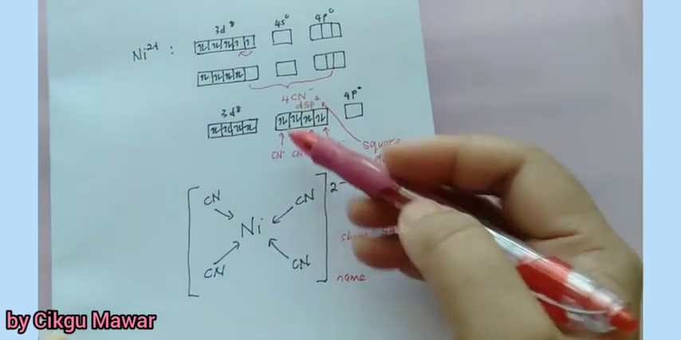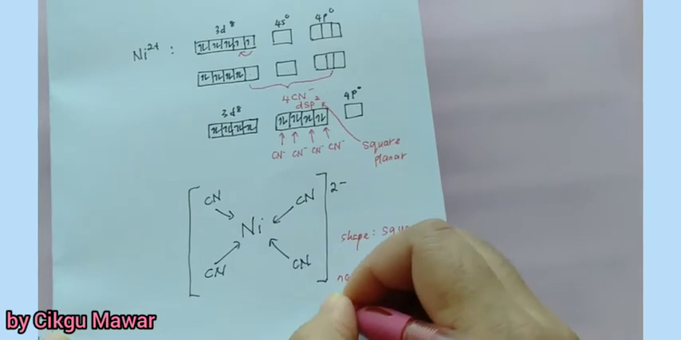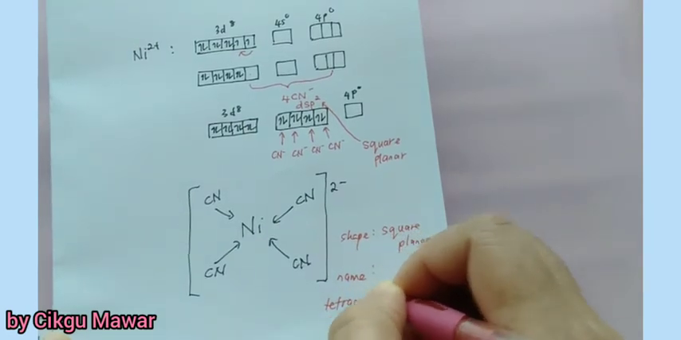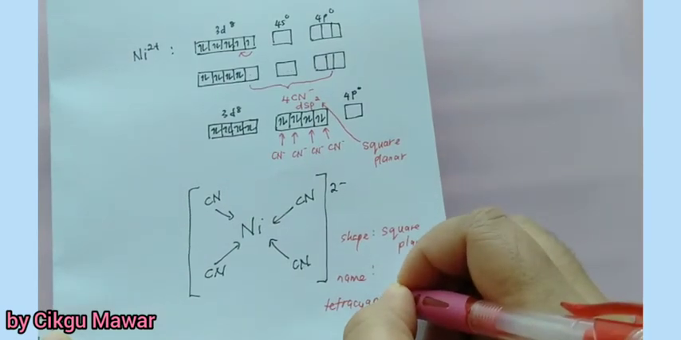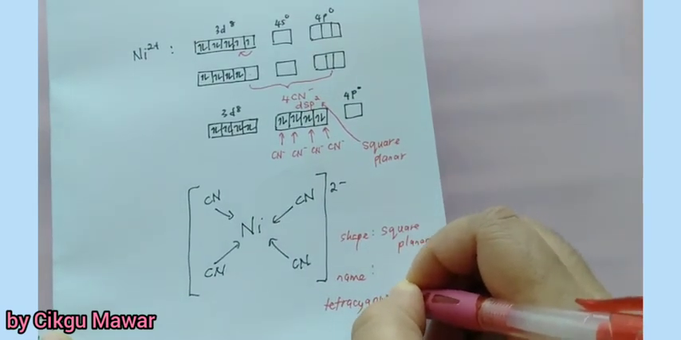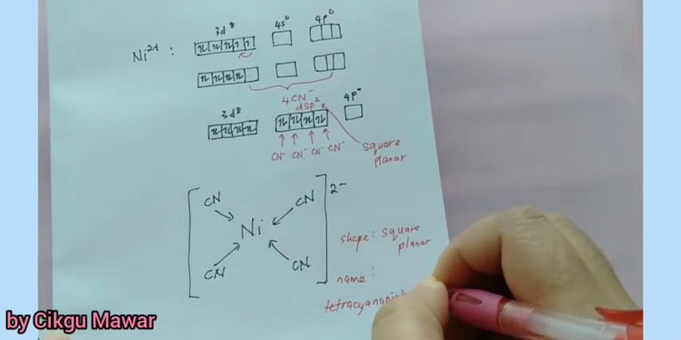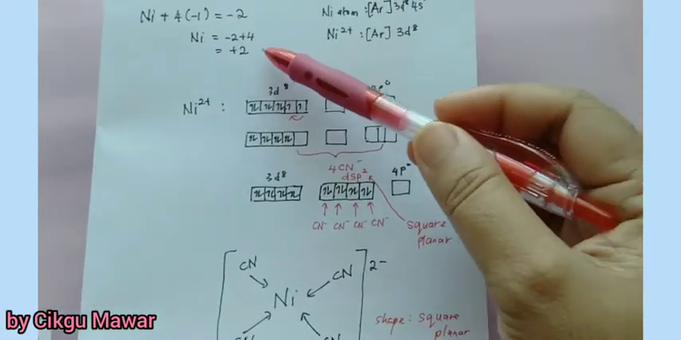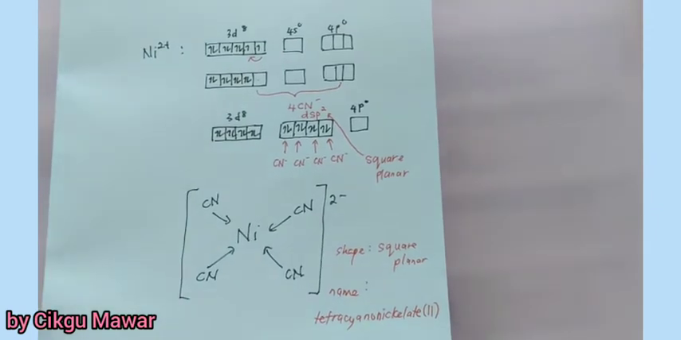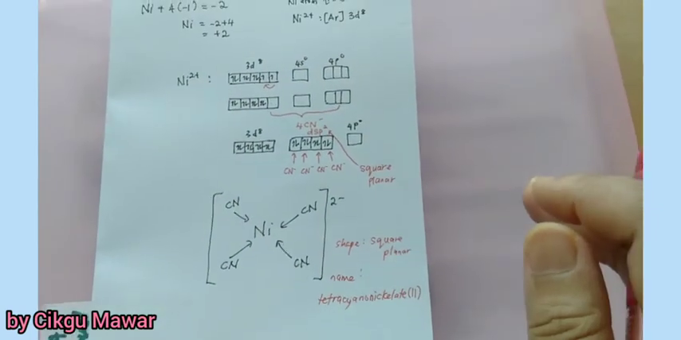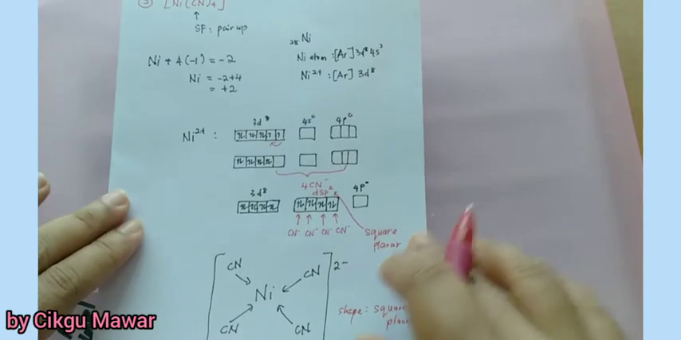Okay, so what is the name here? We have tetra, tetracyano. Okay, this is an anion, so nickel converts into nickelate. And the oxidation state is 2, so just put 2 here. Okay, so we're done. Write down the second question.